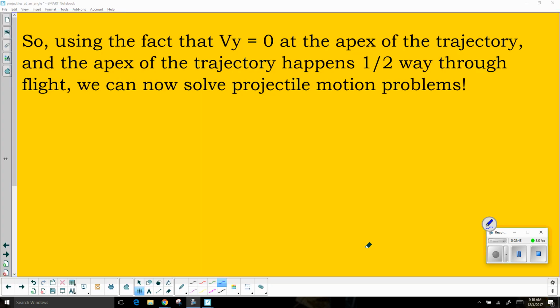So we're going to use the fact that the velocity in the y direction equals 0 at the apex, or the top of the trajectory, and the apex of the trajectory happens halfway through the flight. If we use these two facts, solving projectile problems when projectiles are shot at an angle becomes much easier.